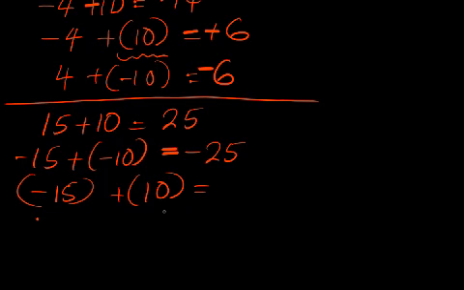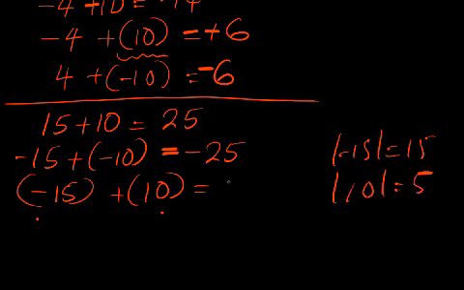First one is negative, second one is positive. Take the difference between their absolute values. The absolute value of negative 15 is 15. The absolute value of 10 is equal to 10. So the difference between them is 5. The answer is negative since the number having greater absolute value is negative.